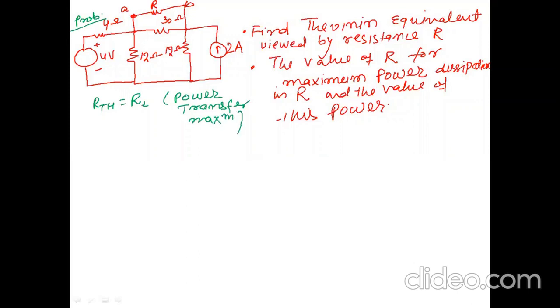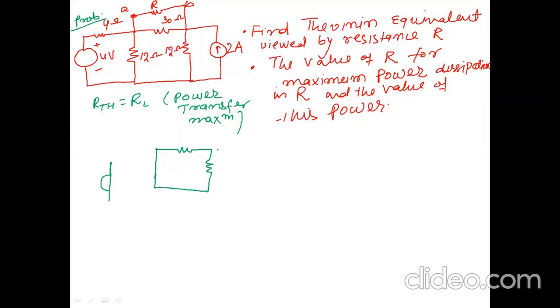So we have to use this. Means we have first to find the RTH. So how do we find RTH? It is already explained in part 1. So to find the RTH, the voltage source is shorted. So the voltage source, I am drawing here, the voltage source is shorted and the current source is open circuited.